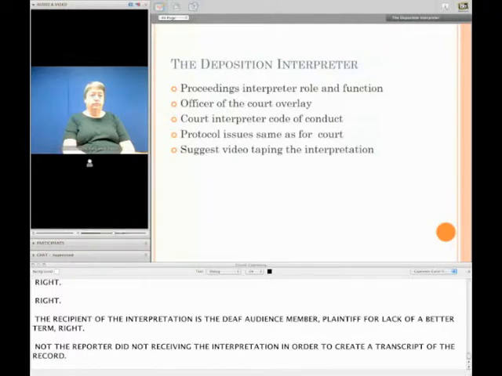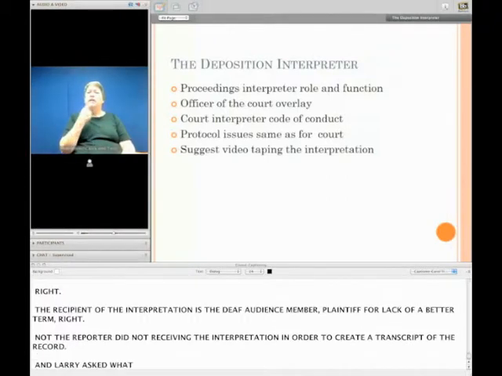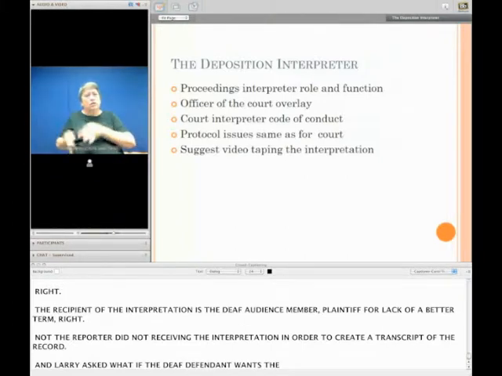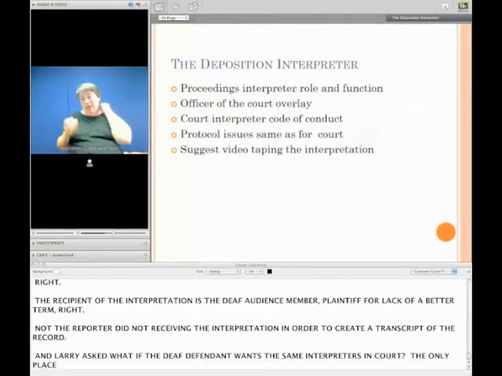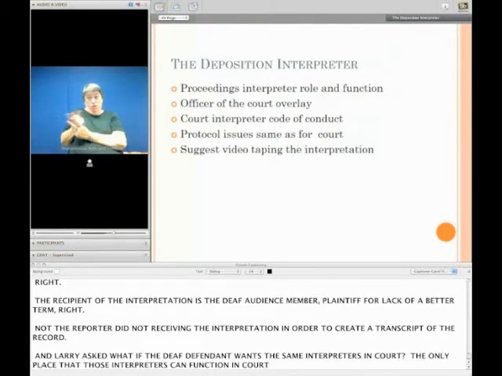And Larry asks, what if the deaf defendant wants the same interpreters in court? The only place that those interpreters can function in court would be as the table interpreters.